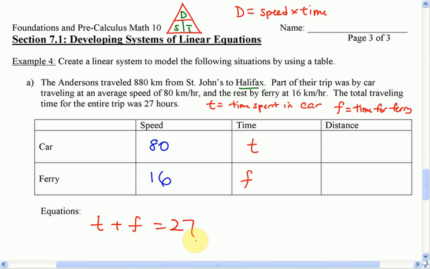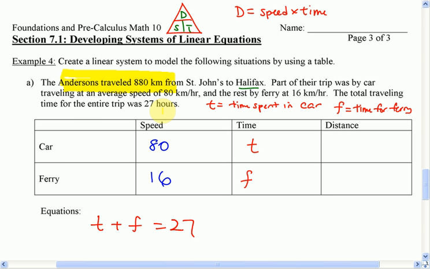Now, what other piece of information have we not used yet in this equation? Distance. The Andersons traveled 880 kilometers. You need to figure out something for distance. Now, we don't know how far he went in the car. We don't know how far he went on the ferry, but we know the total distance is 880. Now this is where the physics part comes in. How do we calculate distance if we know speed and we know time?